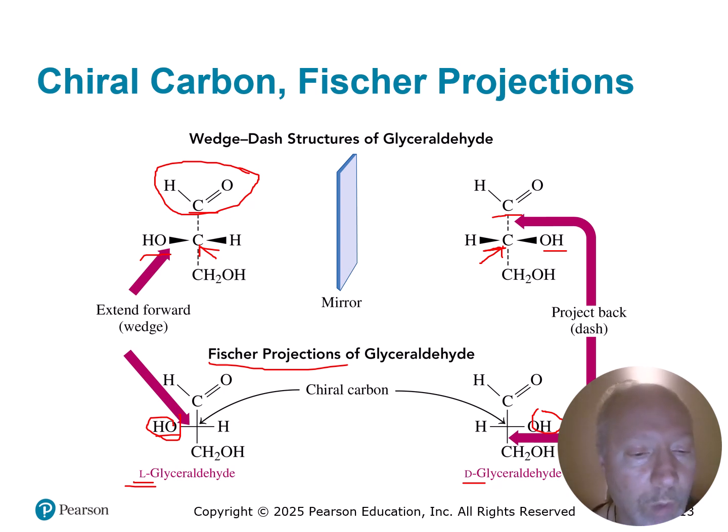For example, guess what? Does the body use L-glyceraldehyde? No. The body wants to use D-glyceraldehyde. It wants to use this version, this chiral sugar molecule, as opposed to this chiral sugar molecule. It likes to use D sugars in our human bodies.